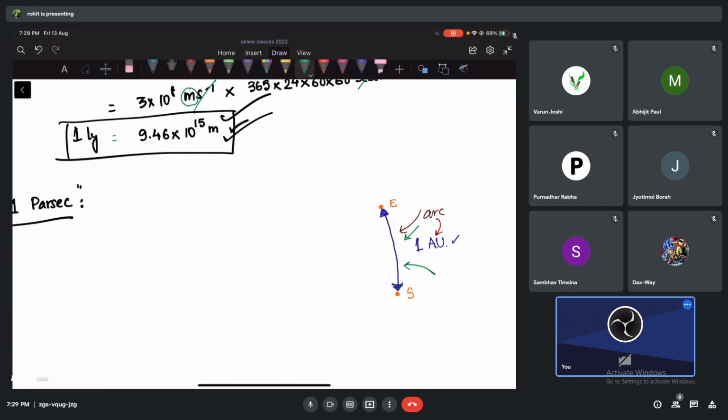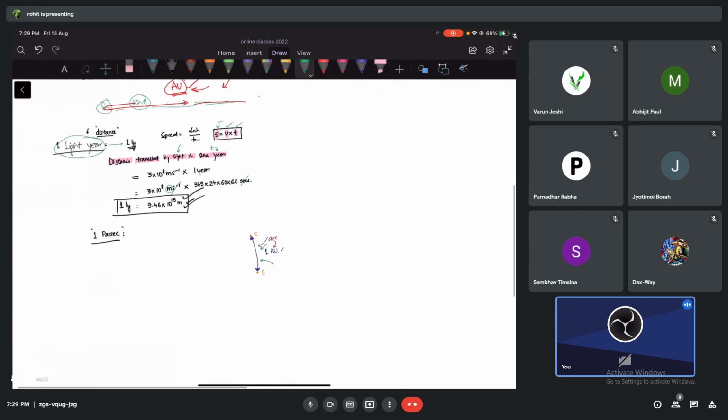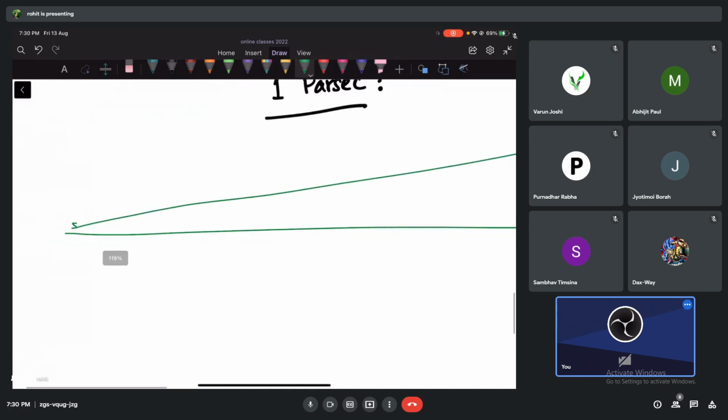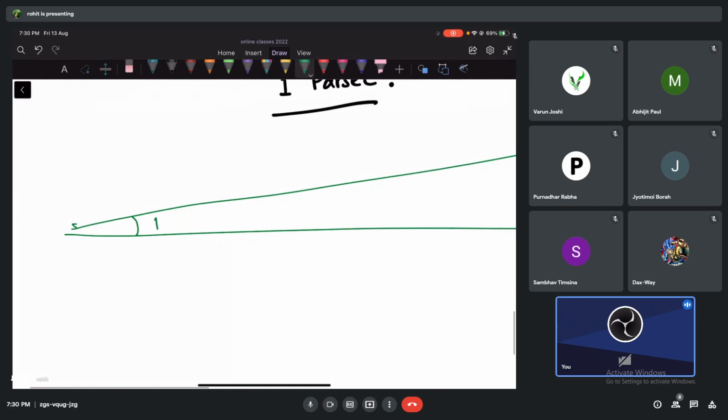Now you just imagine that I really want to go so far. I cannot even show you on the screen, but let me try. I'm going so far. This is a wrong diagram, but still, I'm going so far that this angle is exactly 1 arc second. Can you understand?